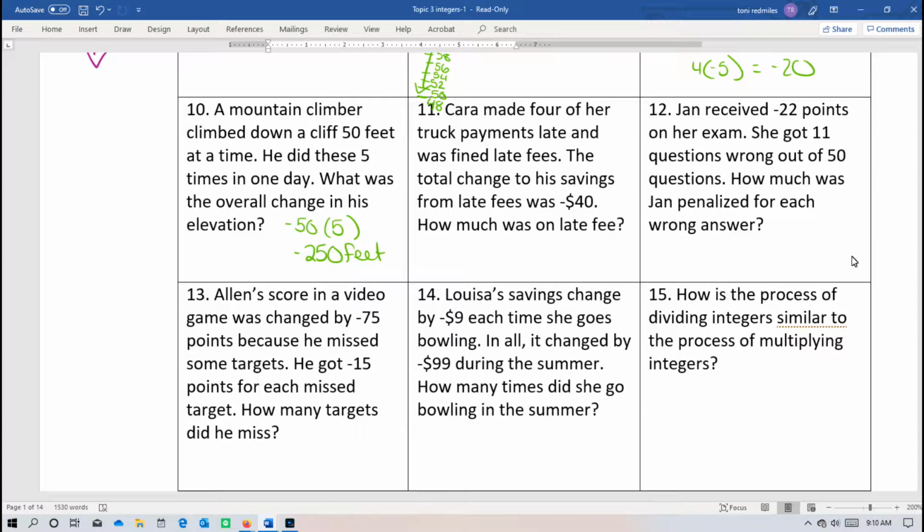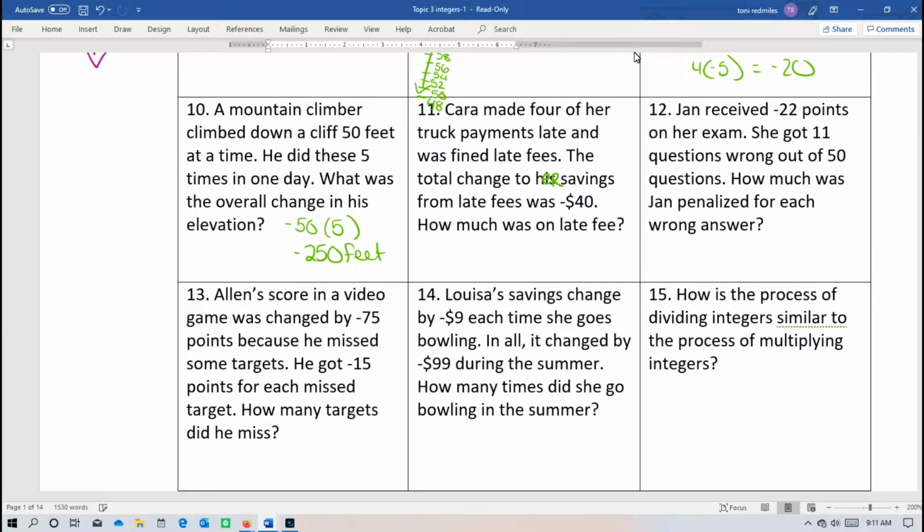Cara made 4 of her truck payments late and was fined late fees. The total change to his savings from the late fees was $50. How much was that one? Okay, Cara made 4 of her, and then I changed to his. Man, I didn't write this very well.